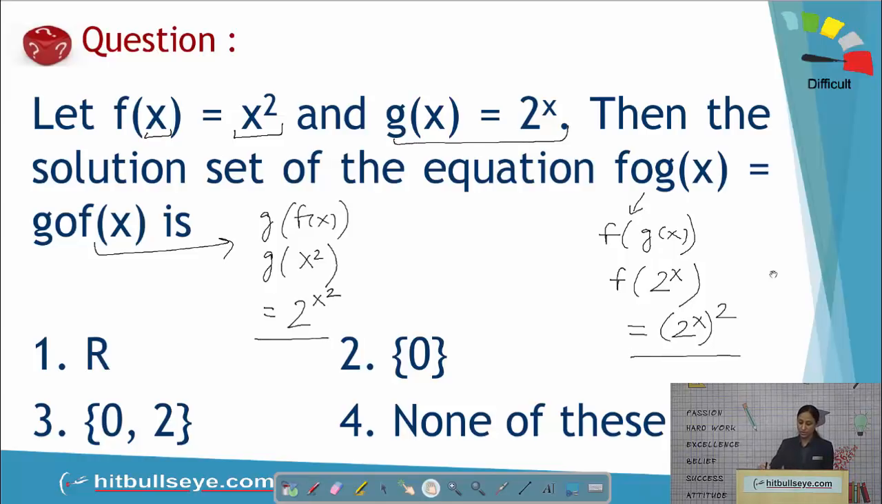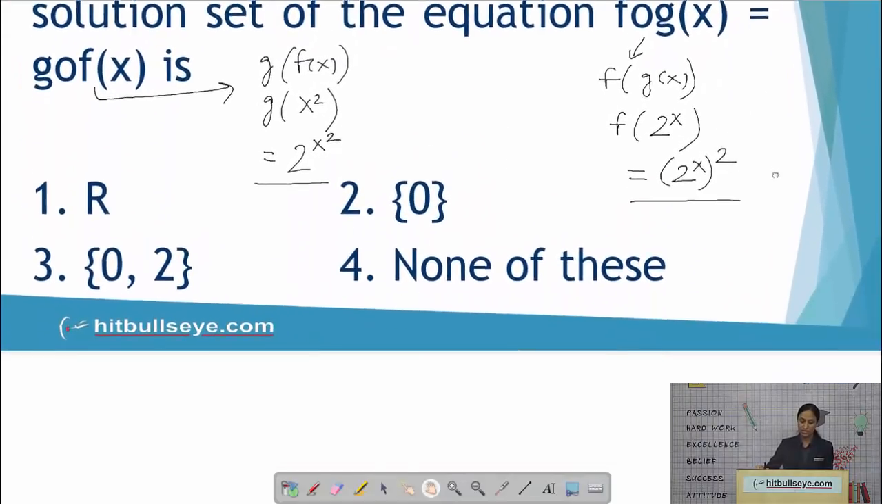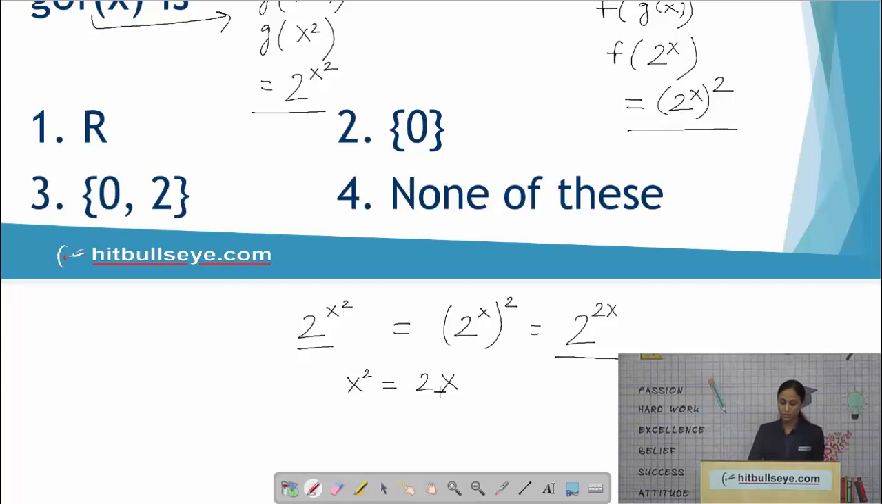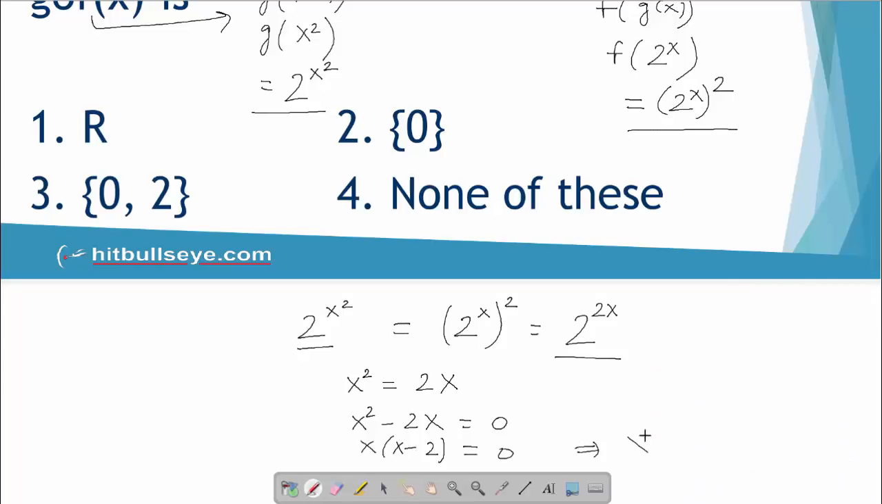We are asked to make them equal and solve for those x which satisfy this equation. So I will have 2 raised to power x square equal to 2 raised to power x whole square, which is 2 raised to power 2x. So to make them equal, I need the powers to be equal, that is x square has to be equal to 2x, which you can easily see is being satisfied by two values of x, that is x equal to 0 and x equal to 2. So the solution set is 0 and 2, that is the third option.